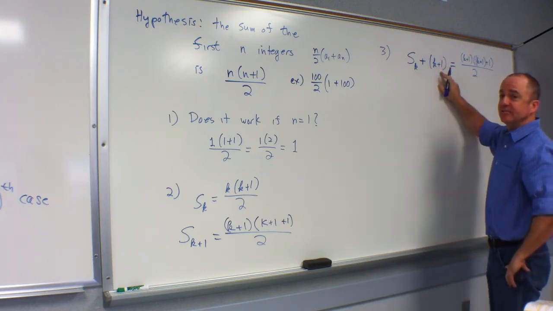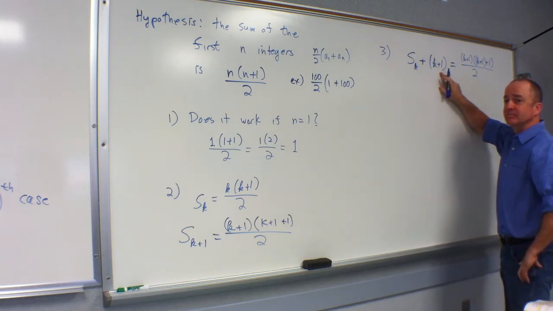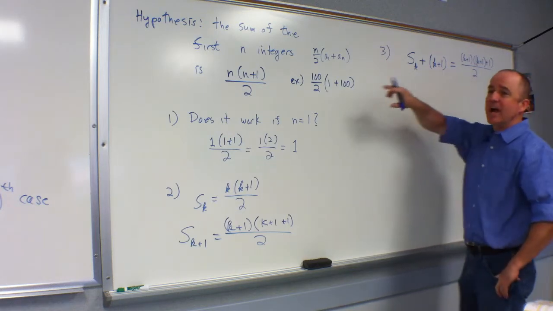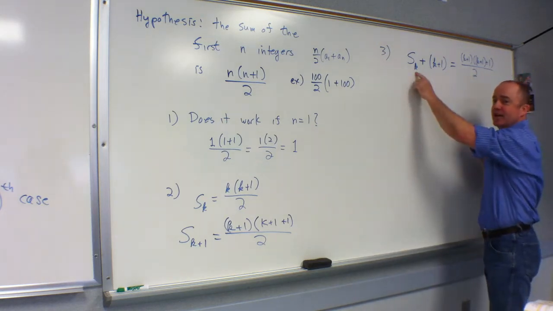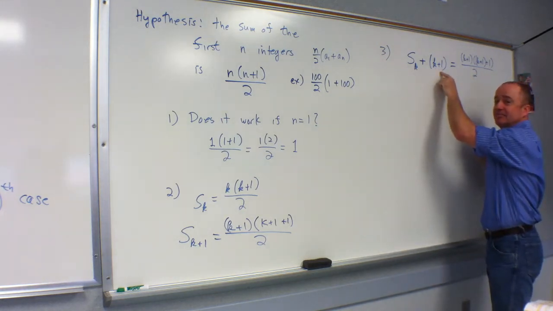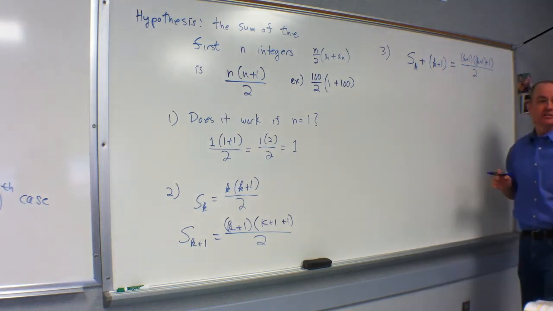Wait, wouldn't it be S sub k plus a sub k plus 1? Yes, but in this case I'm in luck because we're adding up all the integers, so it's the same thing. Oh. So if this is the sum of the first 9 integers, this will actually be 10. But in general, for an arithmetic sequence, yes, that would be a sub k plus 1. Very good, Joey. Daryl, you have a question?